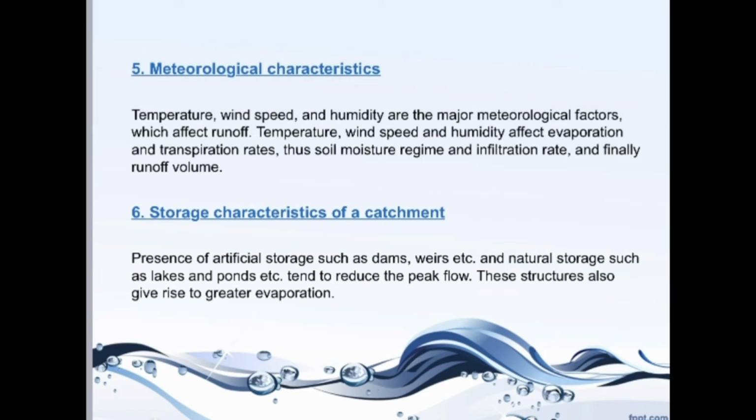Sixth, storage characteristics of a catchment. The presence of artificial storage such as dams, weirs, etc., and natural storage such as lakes and ponds, etc., tends to reduce the peak flow. These structures also give rise to greater evaporation.